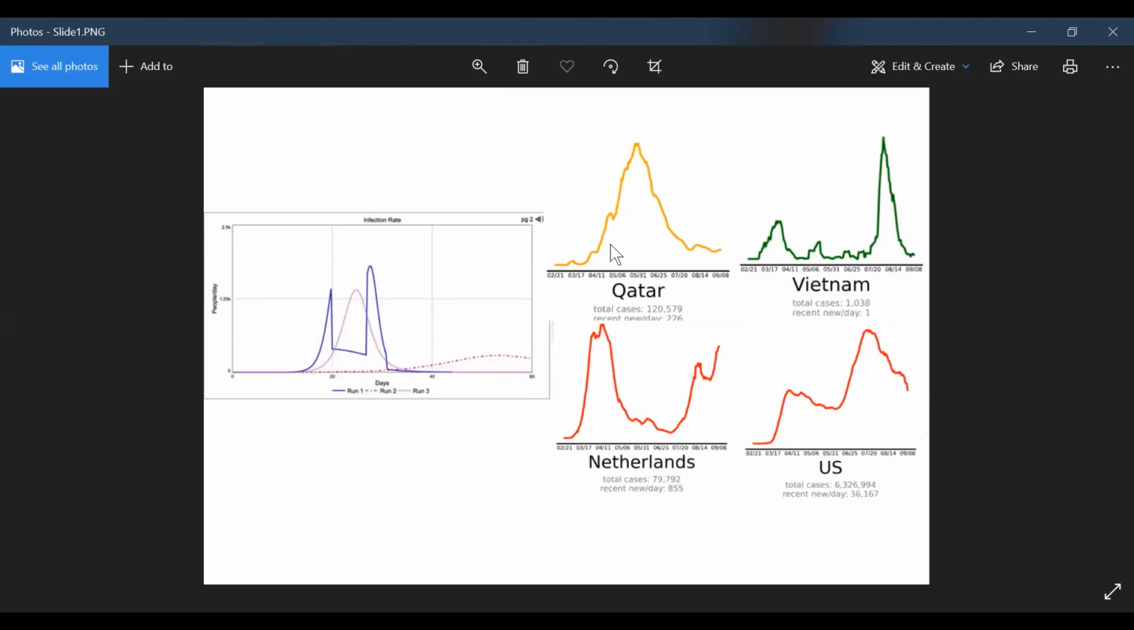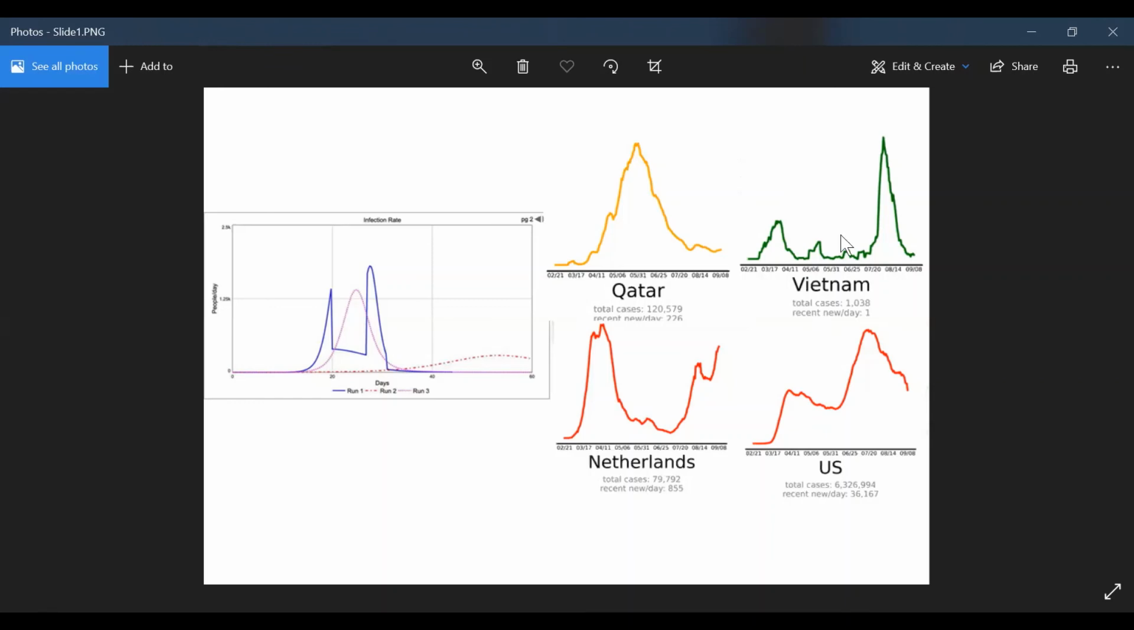And what I pulled is 4 countries that demonstrate some of these behaviors. So Qatar up here shows this kind of single rise and fall. The Netherlands is showing very much this initial rise, drop, and then second rise. And the US is showing one where the second rise is much, much higher than the first rise. So these weird dynamic behavior modes are actually happening in countries.